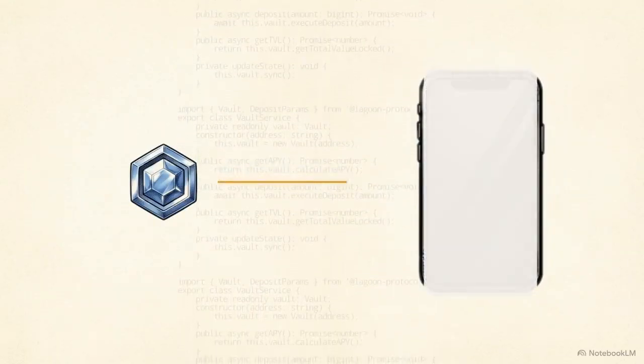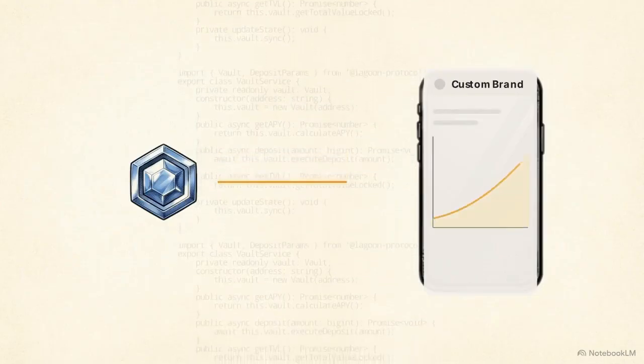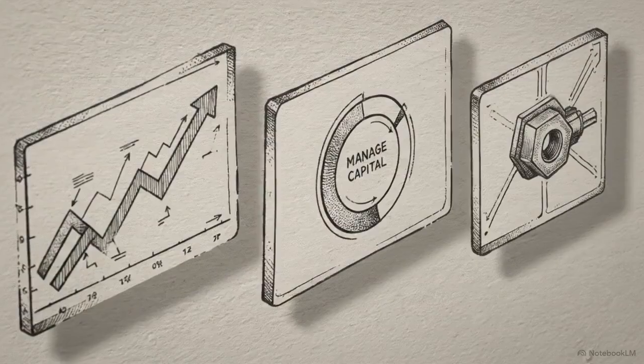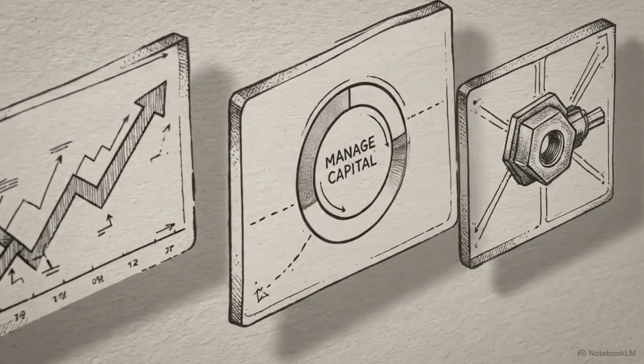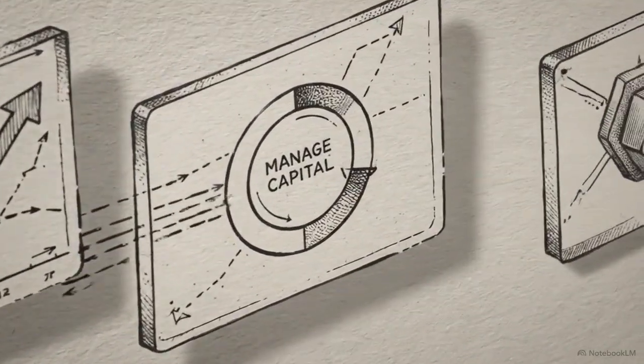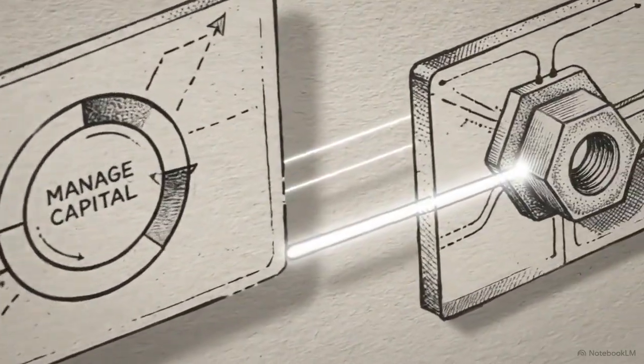An SDK, or software development kit, is a collection of tools and libraries that allow developers to build applications on top of the Vault protocol. You have successfully moved from an abstract strategy to a live, functional vault that is transparent to investors and ready to manage capital.